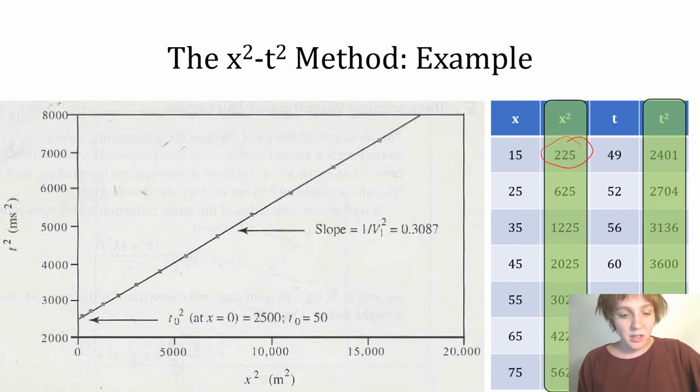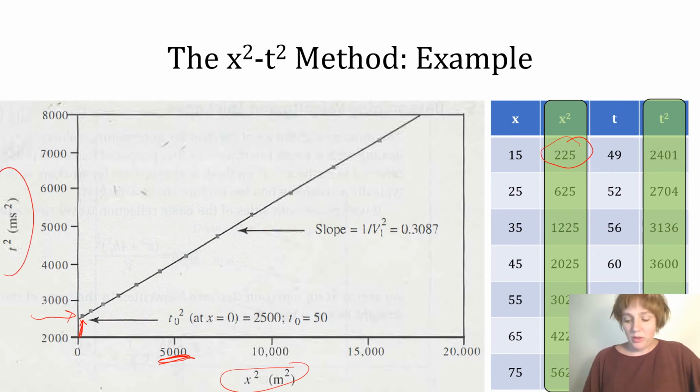225 on the x squared axis. Notice this is 5,000 here, so 225 is going to be way over here, and that has a t squared of 2401 milliseconds, which sure, that looks like it's right about there. And we could go on and check our other points, but they're all going to work out, right? All of our x squareds and all of our t squareds. So we've plotted all of those.